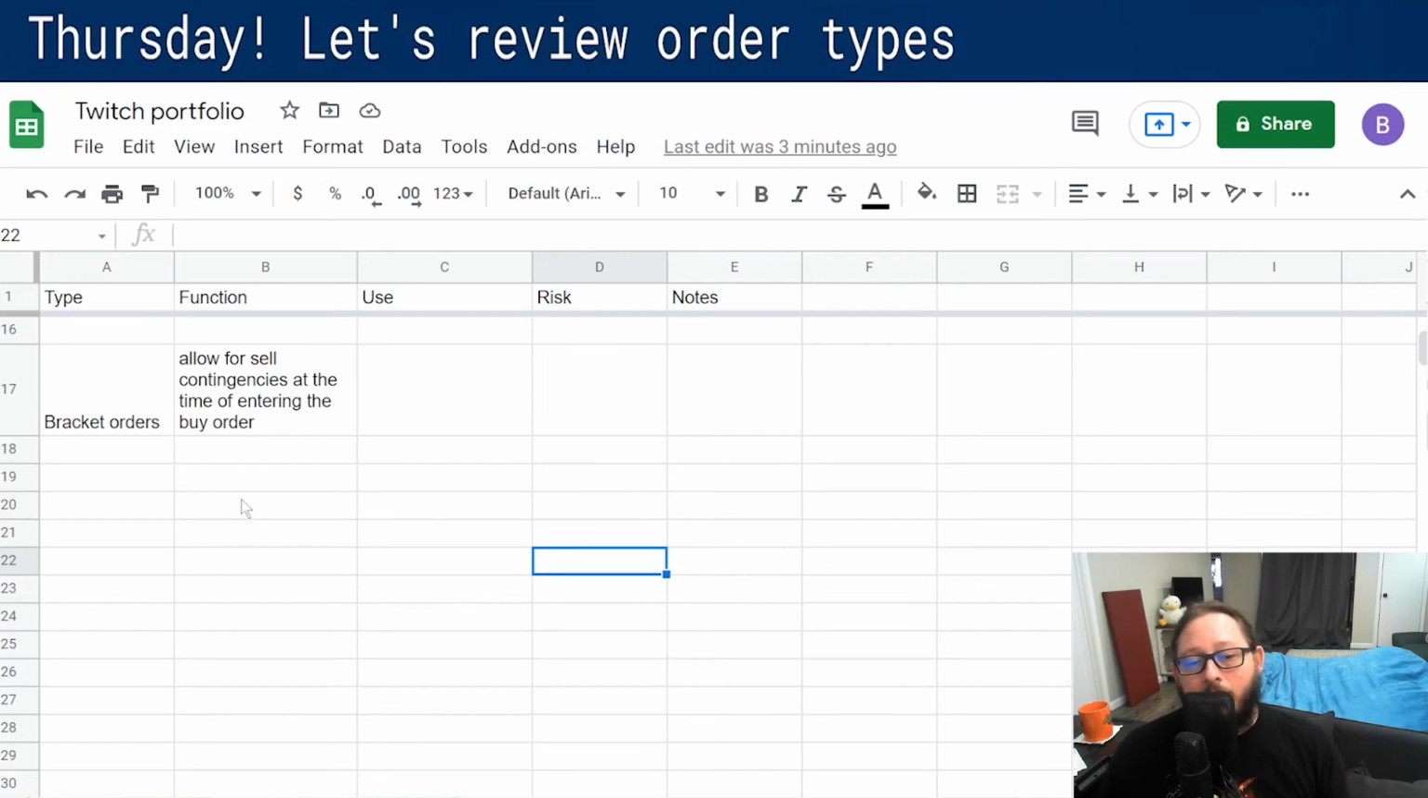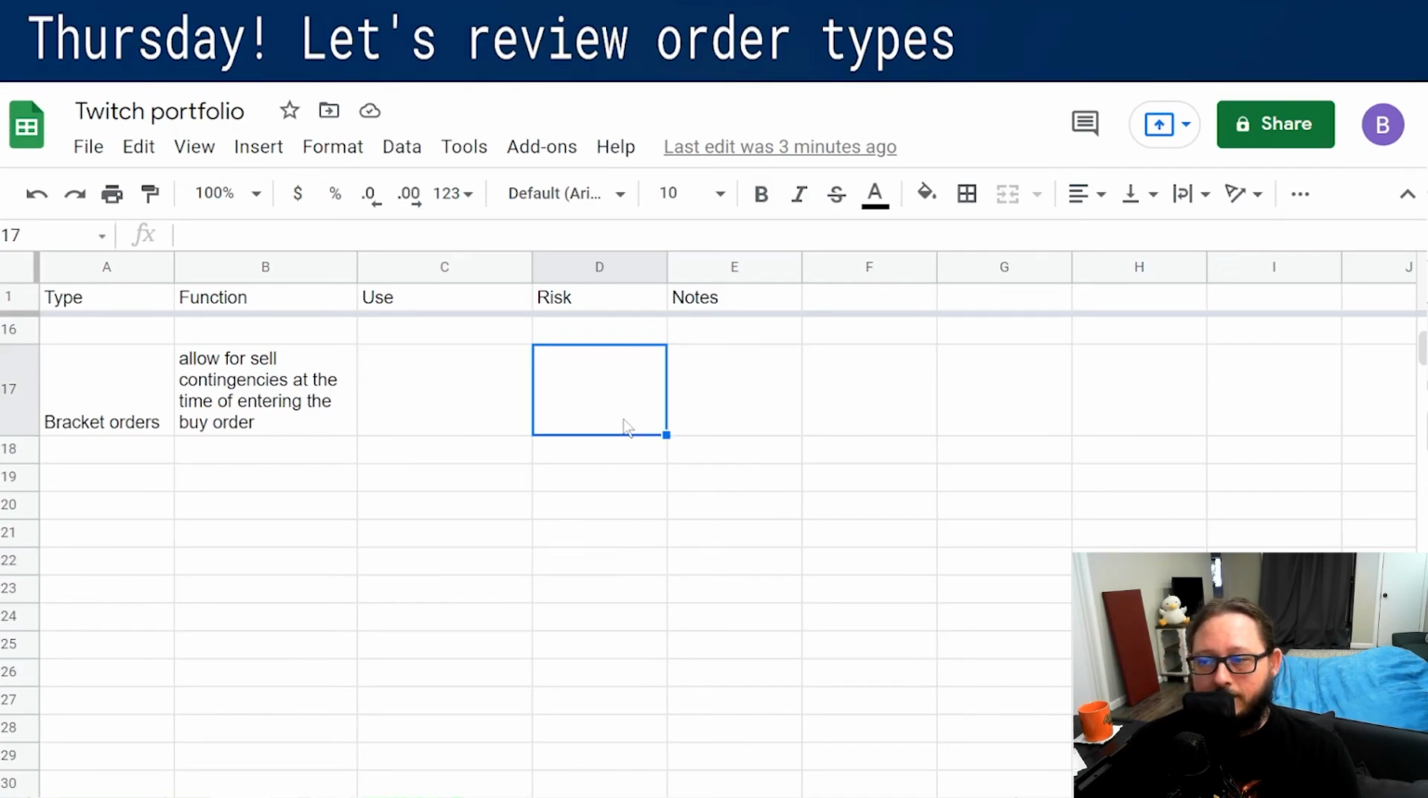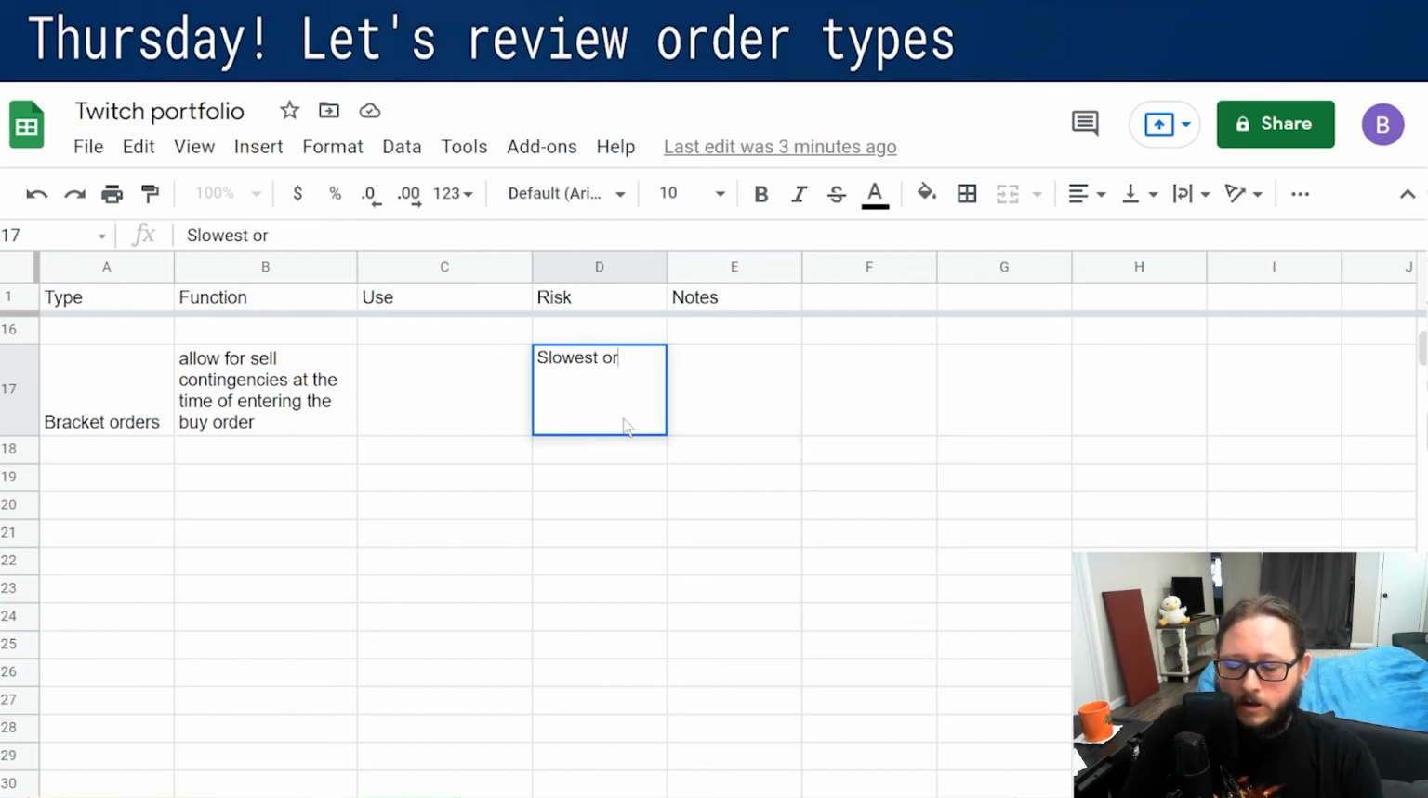So this is the slowest order type, but it's perfect for people who don't want to sit around and babysit their account all day. Because what's happening is you're saying, hey, I want to enter a buy order on ABC, and the limit is $9.80. But I also want you to keep in mind that I want an immediate sell order limit on there to sell it if it gets up to $10.50 or better. So it's good in that aspect, but it does carry risk. This is one of the slowest order types.